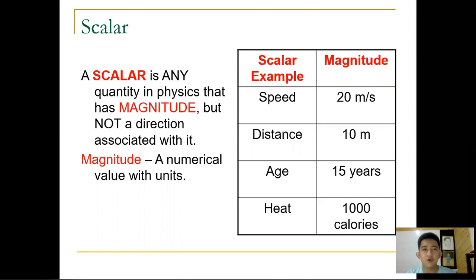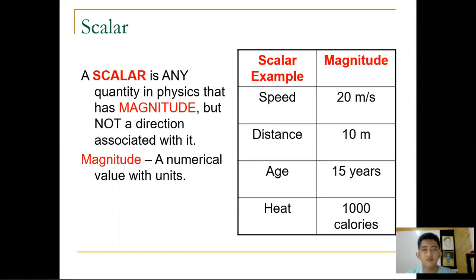Distance is another example of a scalar quantity. For example, we have 10 meters. Another scalar quantity is age or time. So we have 15 years. Heat is also a scalar quantity, for example 1,000 calories.